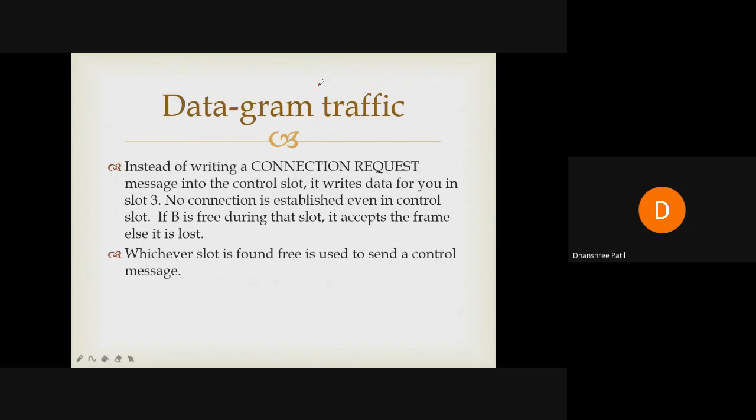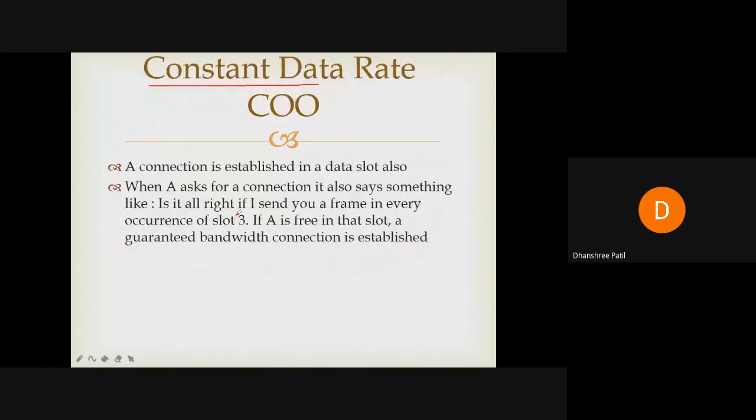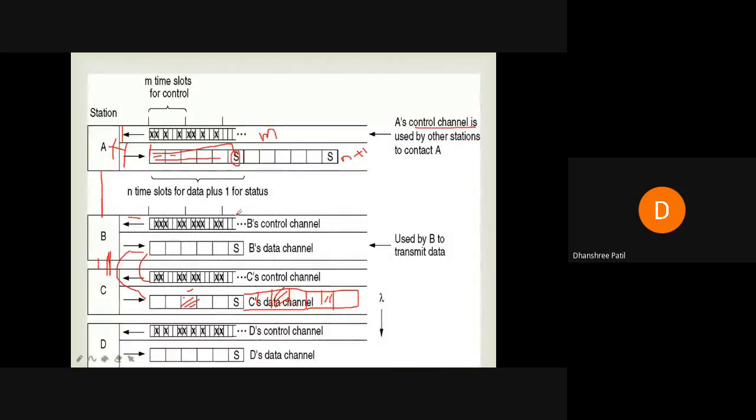Okay, and the third type of the service is the datagram traffic. Okay, now how it works. So instead of writing connection request message into control slot, it writes the data for you in a slot 3. No connection is established even in the control slot. If B is free during that slot, it accepts the frame. So instead of establishing the connection or waiting for a connection, it will just transmit the data directly to the data slot.